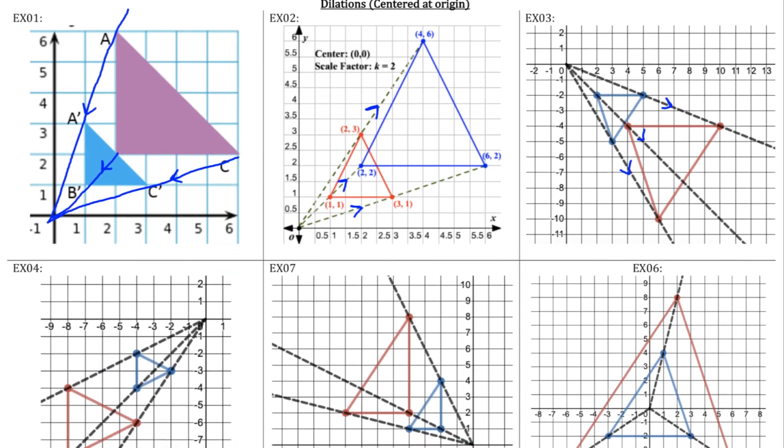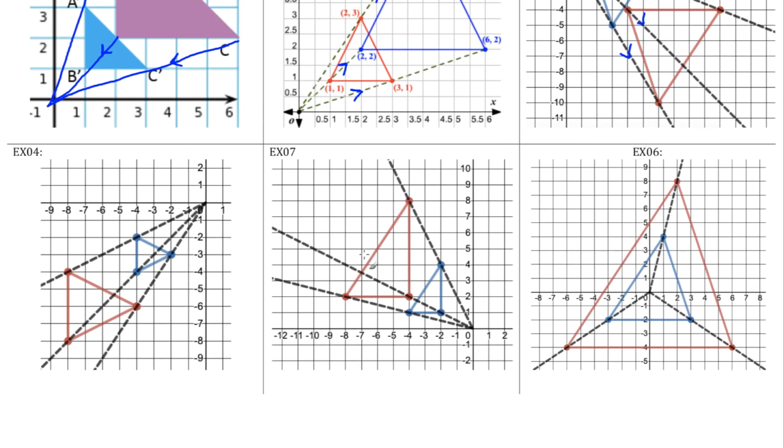So here are some more examples, like even this one where you're all around 0, 0. When you get big, you go out from 0, 0. Or if you want to think about it as a reduction, you go in towards 0, 0. So let's look at the next page.